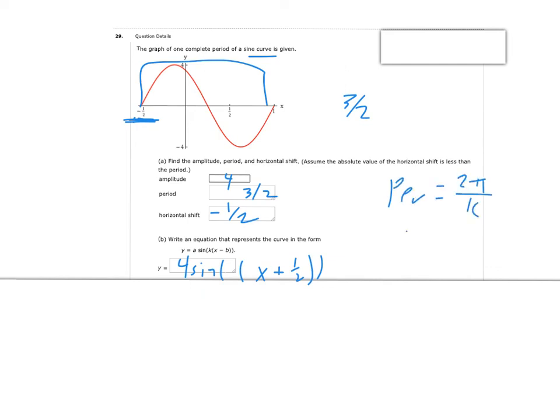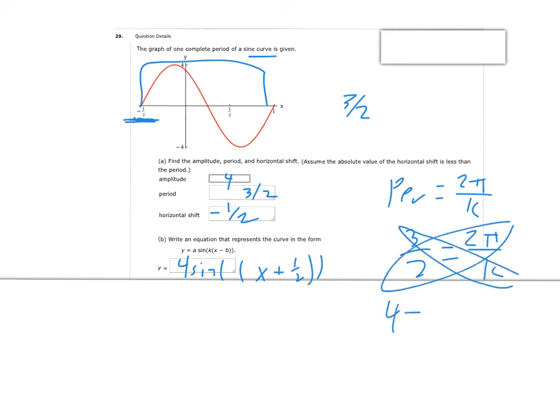So we know that the period here is 3 over 2, so that's going to be equal to 2 pi over k. I'm going to cross multiply here to figure this out. So 4 pi equals 3k. K equals 4 pi over 3. That's not my answer, but that's going to go right here, 4 pi over 3.